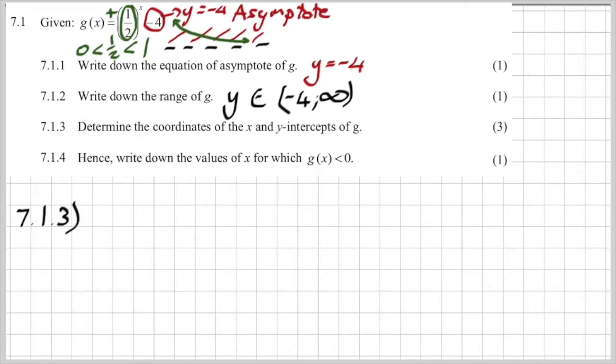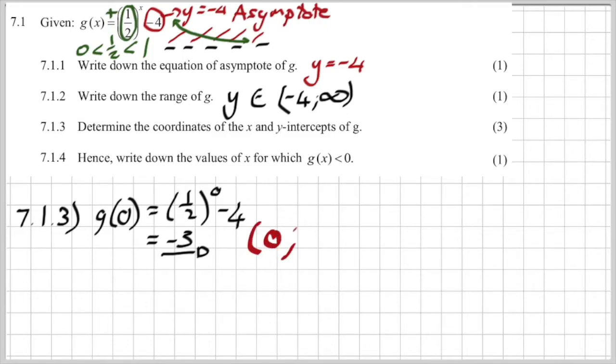7.1.3. Determine the coordinates of the x- and the y-intercept. So let's start with the easy one, the y-intercept. Make x 0. What's my value there? Well, -3. So in other words, let me just write it as a set of coordinates: (0; -3).